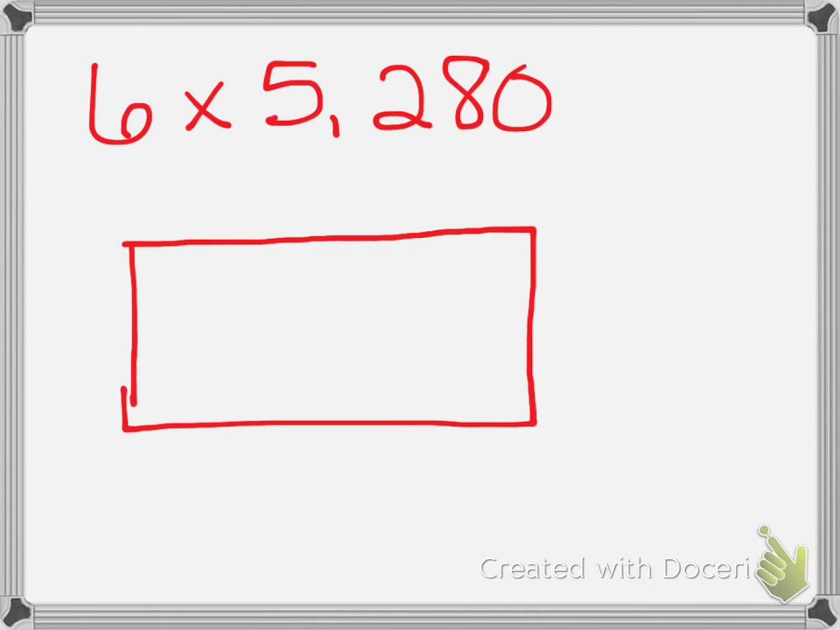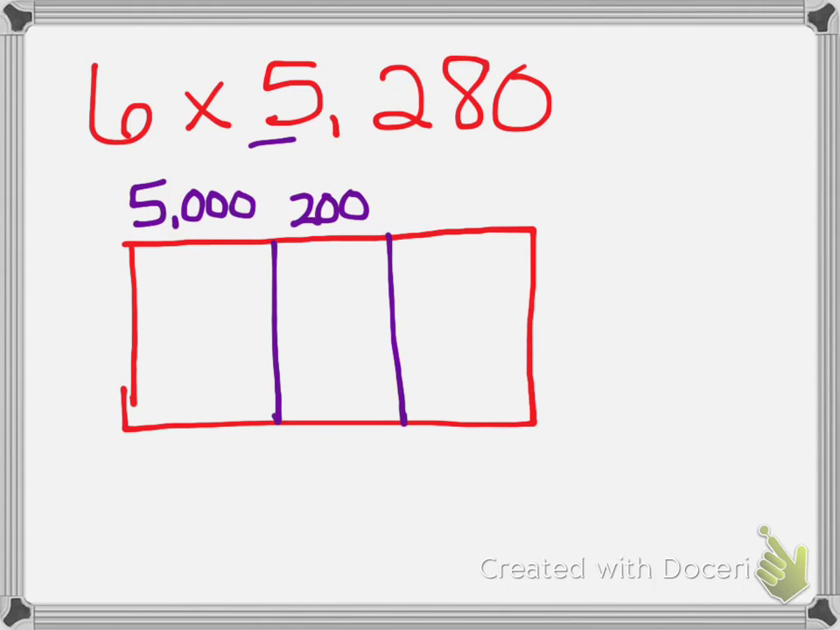Going even larger, you could go into the thousands. What's the 5 worth? 5,000. What's the 2 worth? 200. And then what's the 8 worth? 80. Now there's nothing in the ones place, so I don't need to do another box to expand that out. And then I'm just going to take that times 6.